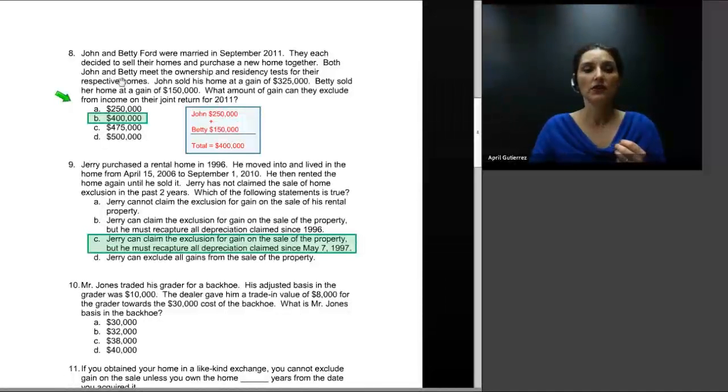John has owned and occupied his home, and he sells it for a profit of $325,000. Well, the most gain he can exclude is $250,000. So he will exclude $250,000 on the profit from the sale of his home. Betty lived in her home for 2 out of the last 5 years and owned her home for 2 out of the last 5 years. She sells it at a $150,000 gain. She can exclude that gain. So the total amount of allowable exclusion is $400,000, and that is the answer. Question number 8 has the answer being $400,000. The correct answer is B.